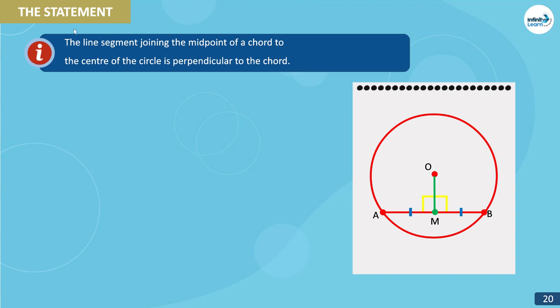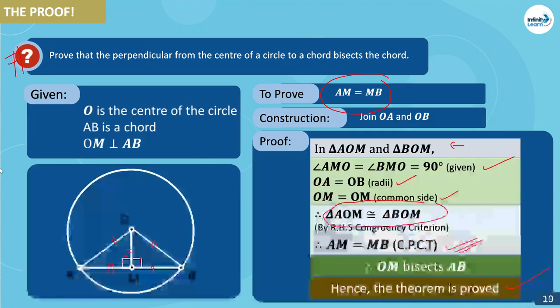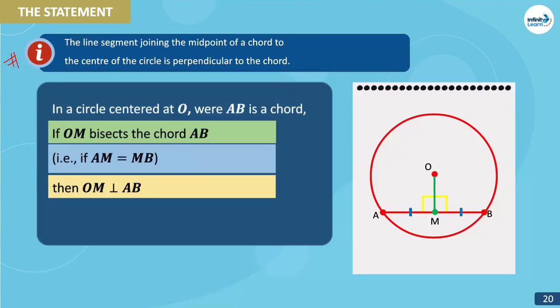The line segment joining the midpoint of a chord to the center of the circle is perpendicular to the chord. Second thing, what was the first statement? Perpendicular from the center to the chord. This is its converse. Now what we have to prove? OM is perpendicular to AB. Converse. Before there was something and now there is something else, vice versa.